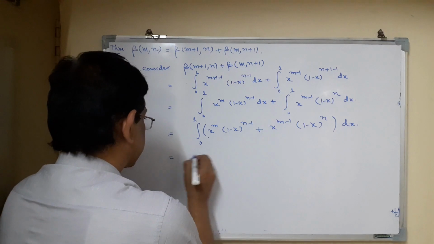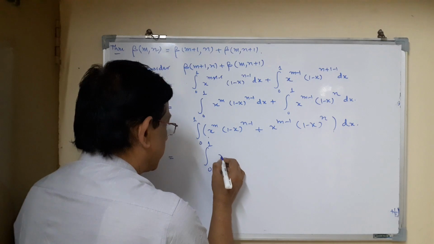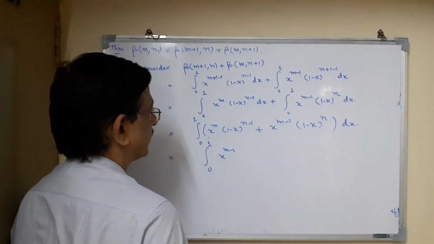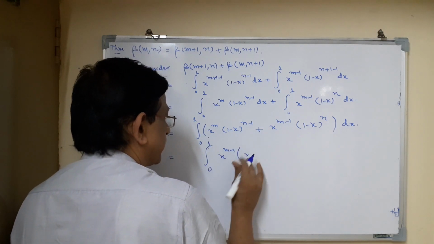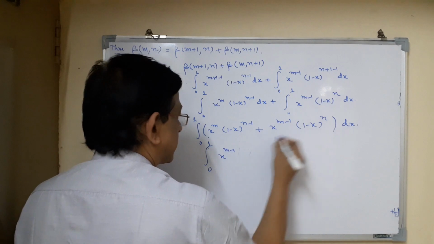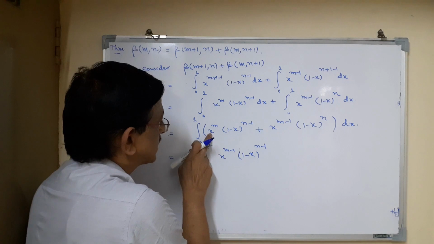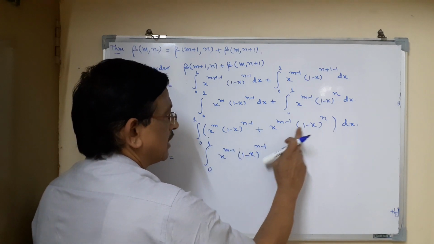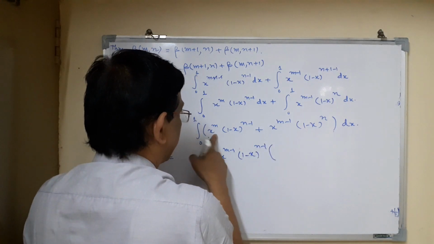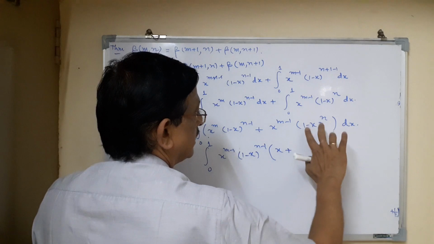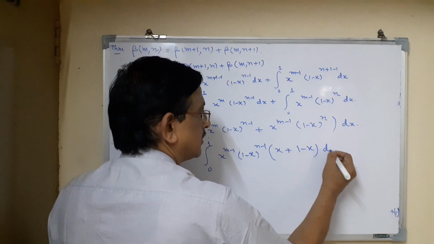Let us further simplify this. This is 0 to 1. I can take x power m minus 1 from here. If I take x power m minus 1, I will have x here. And also, I want to take 1 minus x power n minus 1. So what I did was take x power m minus 1 and 1 minus x power n minus 1 as a common factor for these two. So I will get x plus, if I take 1 minus x power n minus 1, I will be left over with 1 minus x dx.